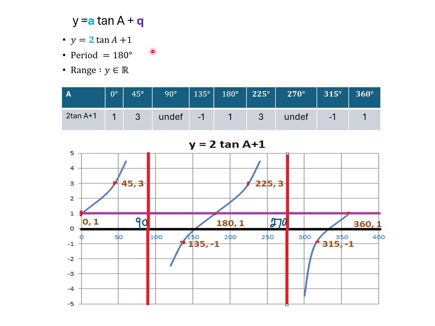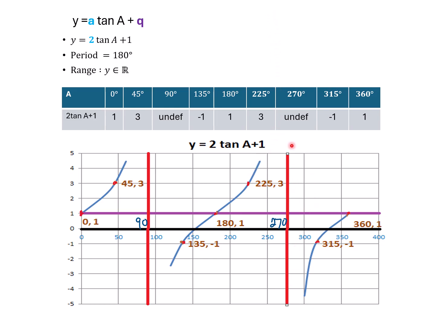Given to us first is y equals 2 tan x plus 1. We should know the period is 180, based on the fact that that is a. You should see I have asymptotes at 90 and 270, so a full trig function looks like that, going up and down, between 90 and 270. So 270 minus 90 gives me a period of 180.